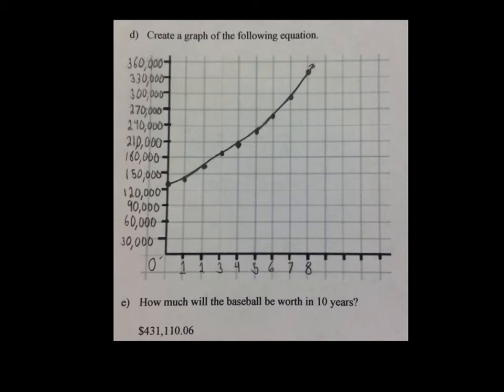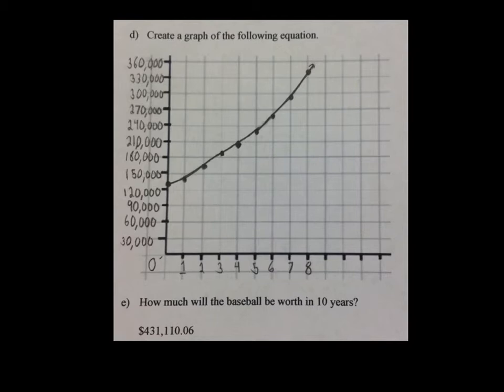Using the data from the table, we will now create a graph representing the increase in price of the baseball signed by Hank Aaron. I have chosen to go up by 30,000 on the y-axis for the amount the baseball is worth, and up by 1s to 8 on the x-axis, representing the amount of years the baseball has been owned. The final product should look like this example of a slightly curved line increasing each year after you plotted all the points in the table.